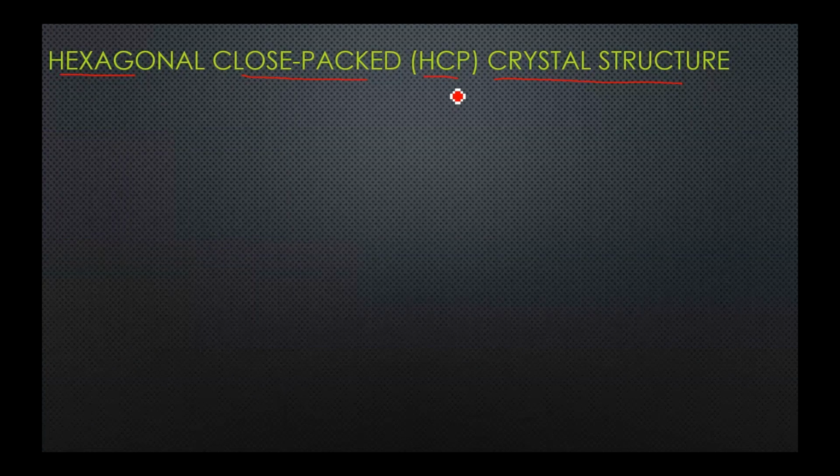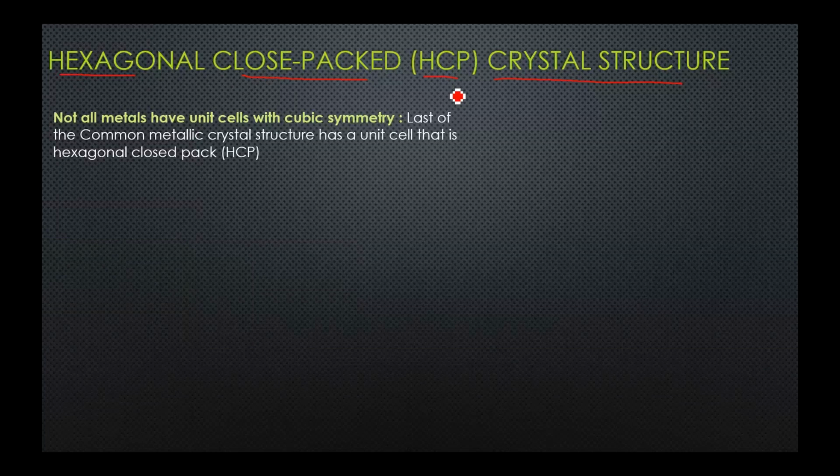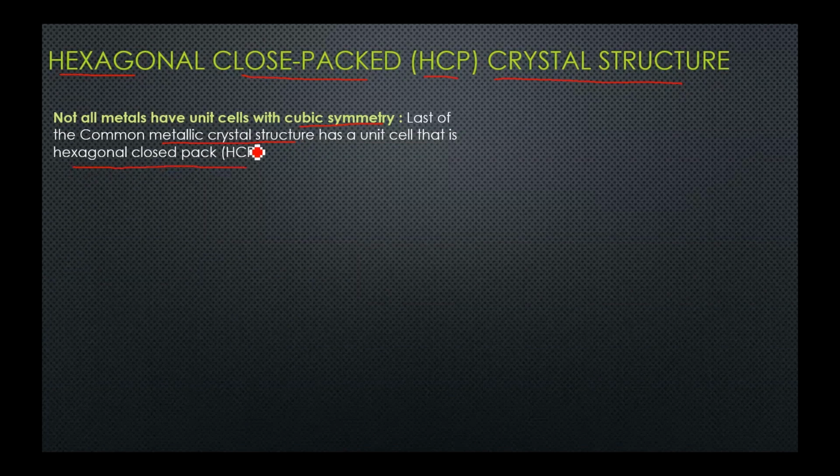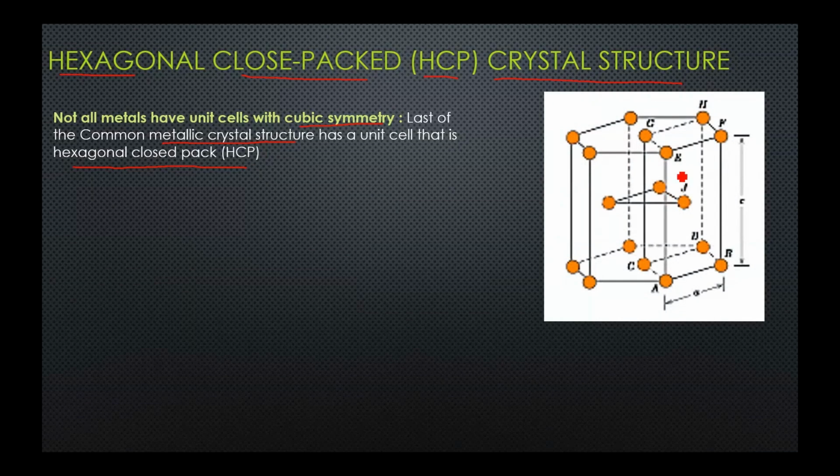It says that not all metals have unit cells with cubic symmetry, as I had already mentioned. The last of the common metallic crystal structures has a unit cell which is known as hexagonal close pack or HCP crystal structure. In this crystal structure, you essentially have a hexagon as shown in the image to the right. There are two basal planes. This plane, the hexagonal plane, this is the top hexagonal plane, and this is the bottom hexagonal plane. Now, the top and bottom hexagonal planes are exactly similar.